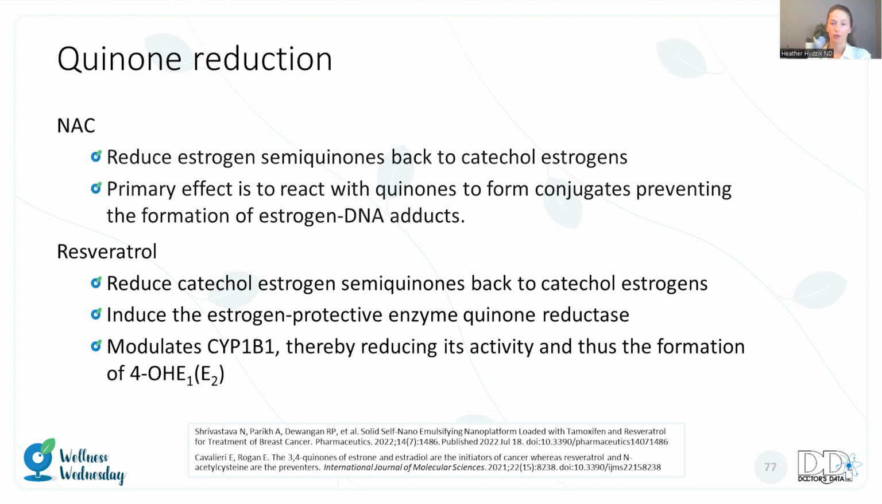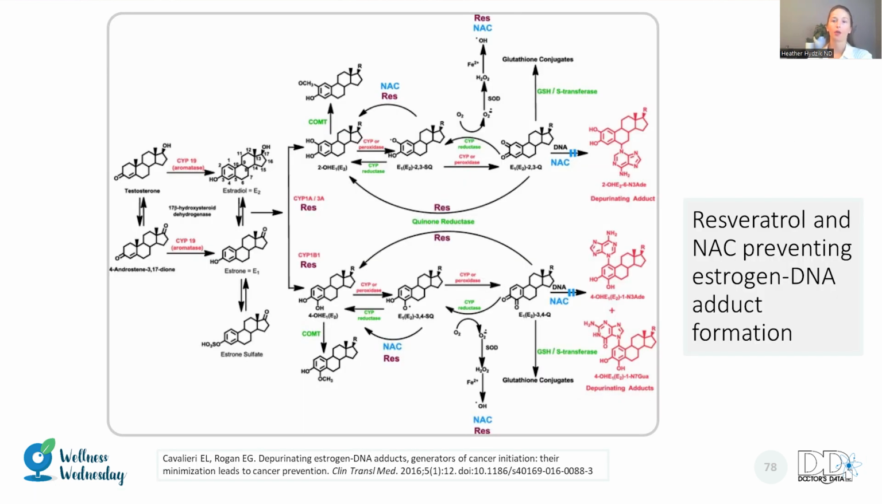N-acetylcysteine and resveratrol have been shown to inhibit quinone and semiquinone formation. And this is showing you all of the effects of this combination on estrogen metabolism. Resveratrol is purple, and then N-acetylcysteine is blue. So basically, you don't want to go all the way to the right here. These are the depurinating adducts. So you want to try to allow glutathione sulfotransferase a chance to eliminate things.